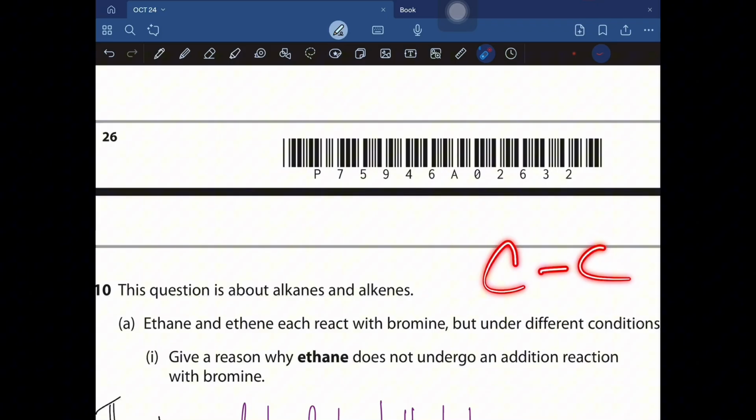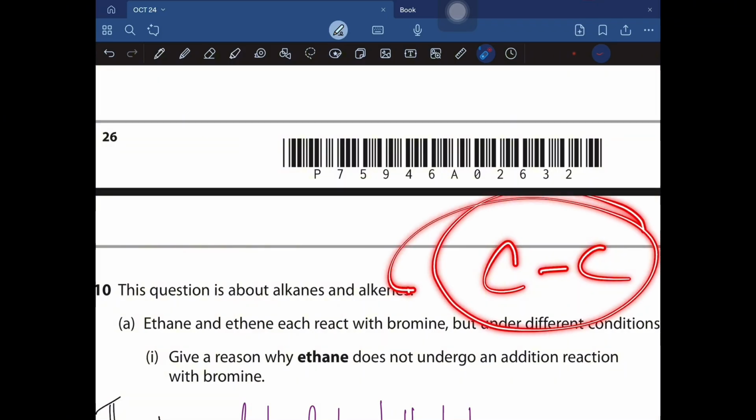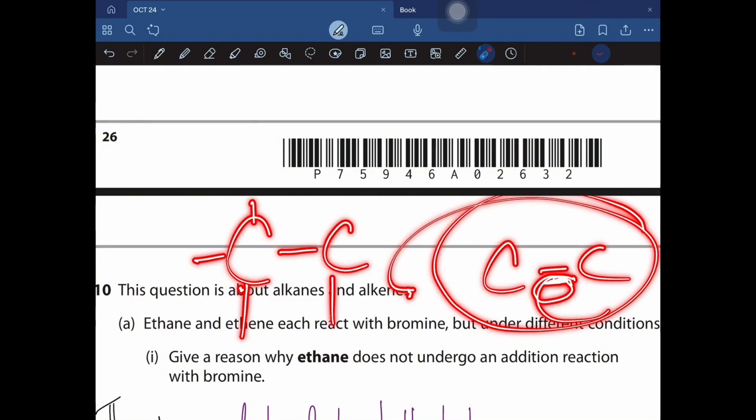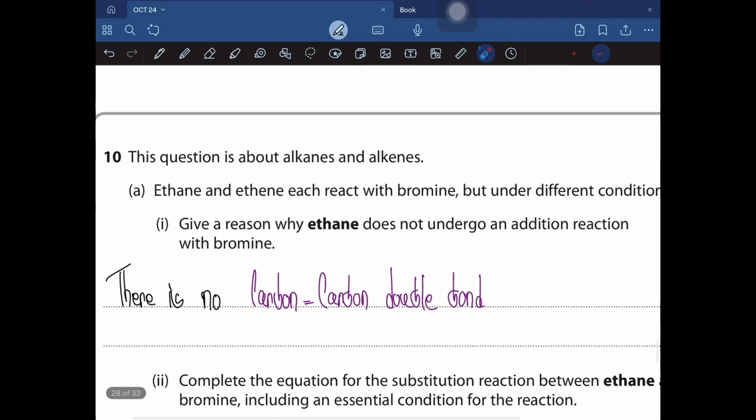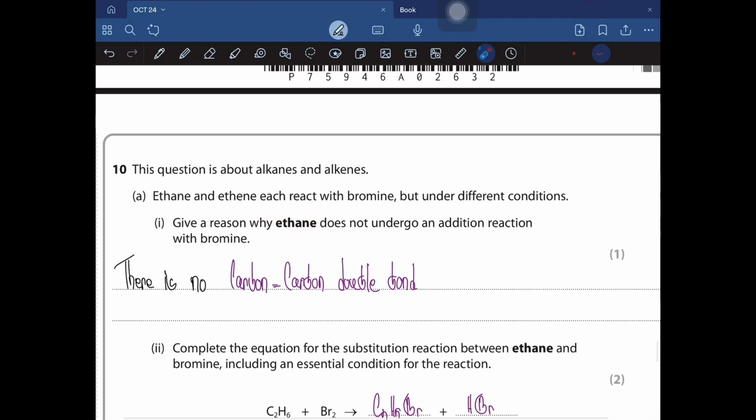Because ethane does not have any carbon-carbon double bonds. For addition reactions to take place, there needs to be a carbon-carbon double bond, which needs to be eliminated. Once it gets eliminated, carbon has 3 spots around it, so one of the bromines could join over here and the other bromine could join over there. So, move on: there is no carbon-carbon double bond.